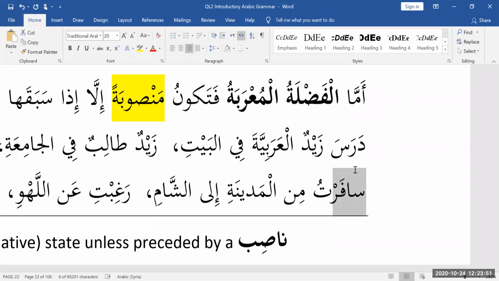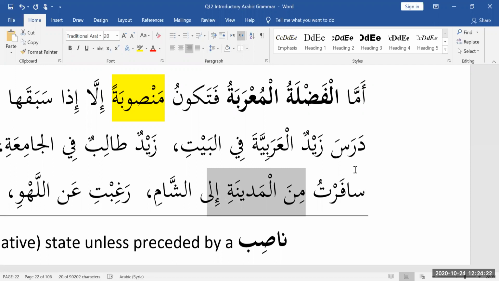Safartu, I traveled, min al-madinati, from the city, or the city of the Prophet, depending on the context, ila sham. Where are the 2 pillars? The first pillar is right here, safar. That's al-fi'l al-madi, and it's uninflected, it's mabni. So no point in talking about the states. 2 is the fa'il, and it's a pronoun. There's your two pillars. Everything else is fadla. Min is a fadla. Al-Madinati has a kasra because of min.